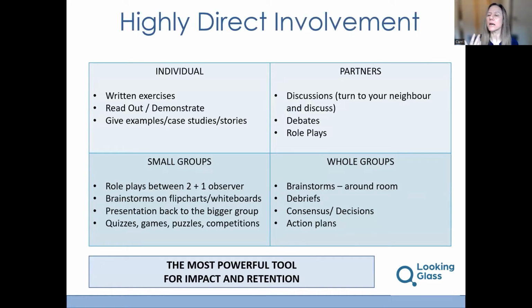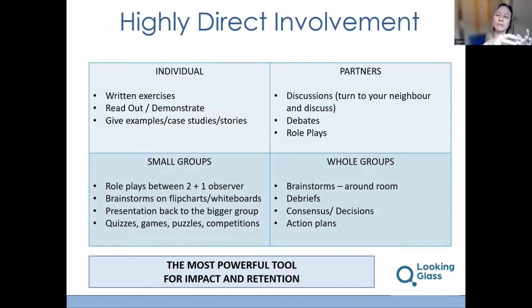Okay, some examples of highly direct, and this is the stuff of training sessions. There are individual exercises, partner exercises, small group exercises, and whole group exercises. Individual exercises, they may have to each write down something and then read it out to the group. Not easy for them to get out of that one, yeah? So written exercises, read out to the group, or maybe there's some sort of demonstration to the group where you ask someone for a specific example, or you ask everyone.